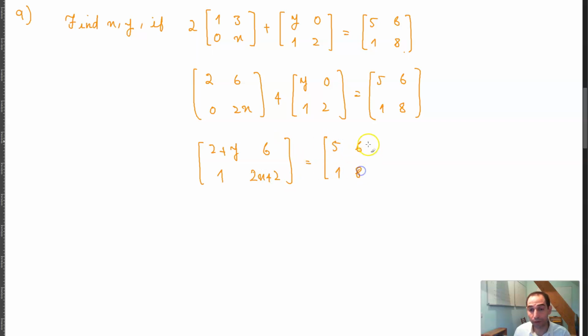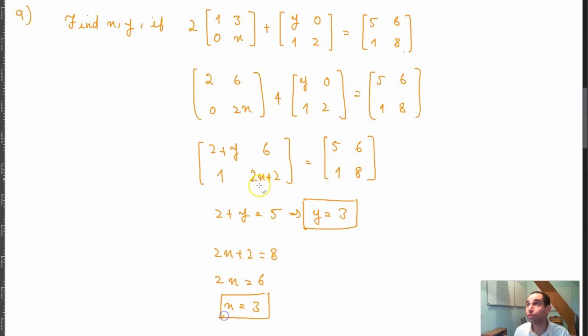5 6 1 8. And then you have 2 plus y is equal to 5, which means that y is equal to 3, and you have 2x plus 2 is equal to 8, which means that 2x is equal to 6 and x is equal to 3. So x is equal to 3 and y is equal to 3. That was question number 9.